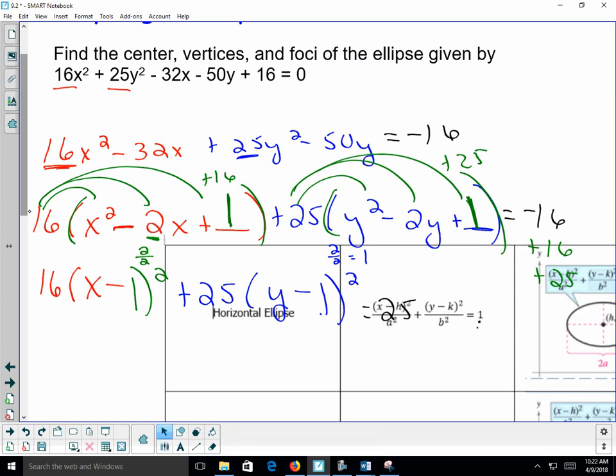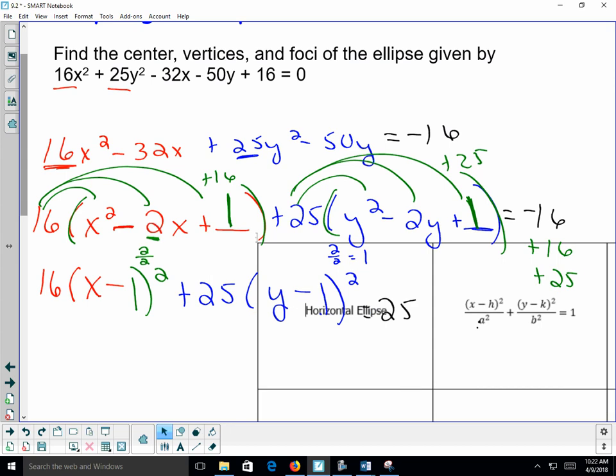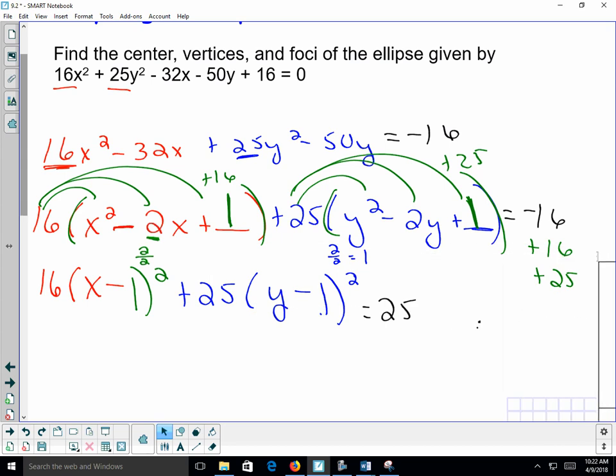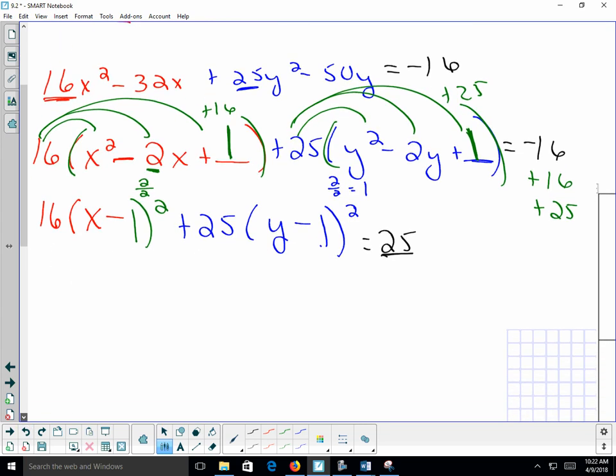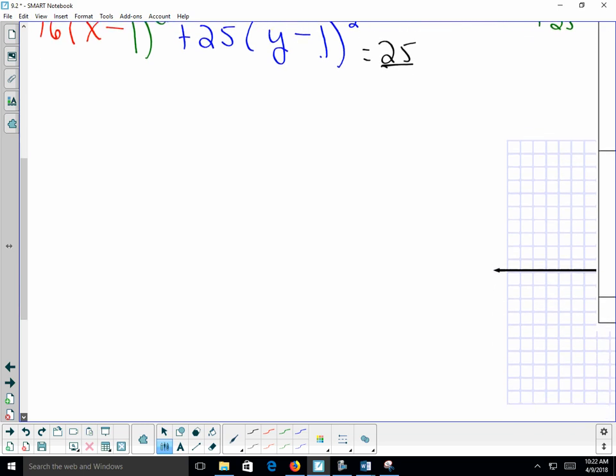So when I go to do this, I'm going to want to set my equation equal to 1. So whatever number I have this formula equal to, in this case it's 25, I'm going to divide everything by 25. That'll set it equal to 1. So when I do that, the right side is very easy.